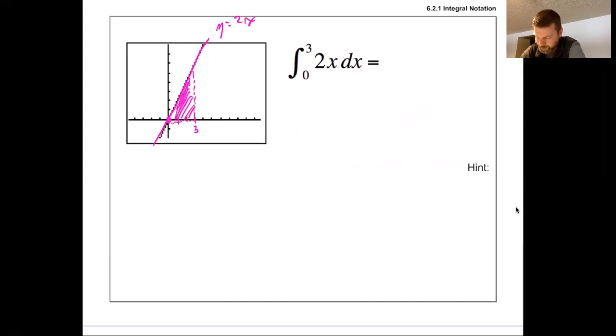Well, that's not so bad. That's a triangle. What's the base of that triangle? Base of that triangle is 3. What's the height of the triangle? Well, the equation is y equals 2x. So when I plug a 3 in, I should end up here at 2 times 3 is 6. That's a height of 6. So the area of that triangle, area of a triangle is 1/2 base times height.